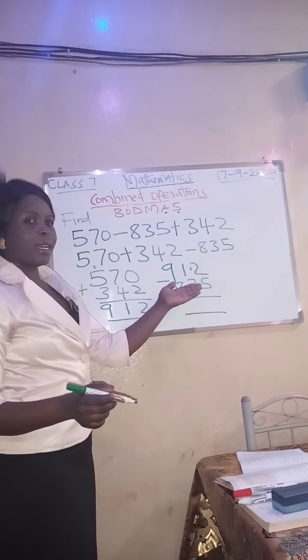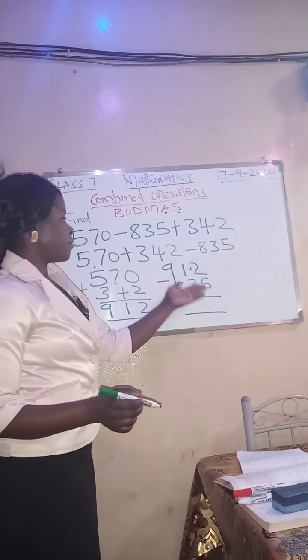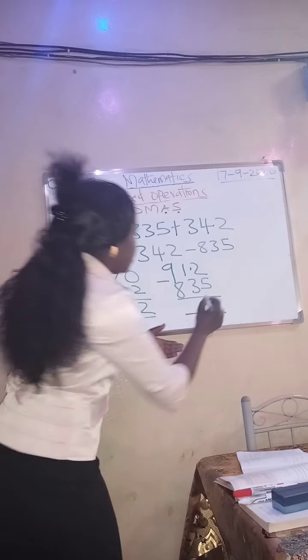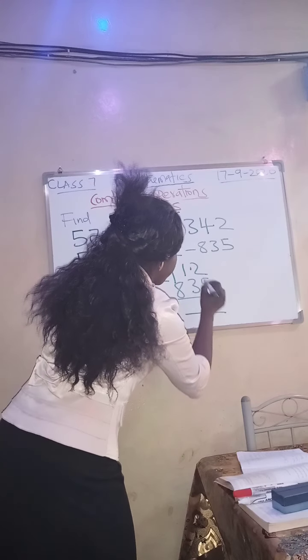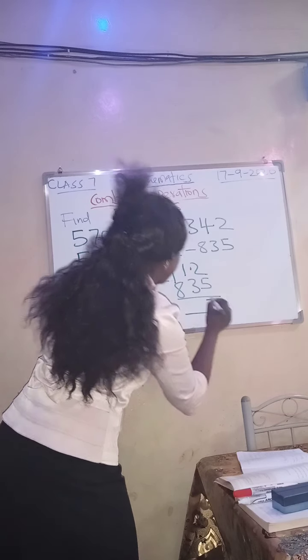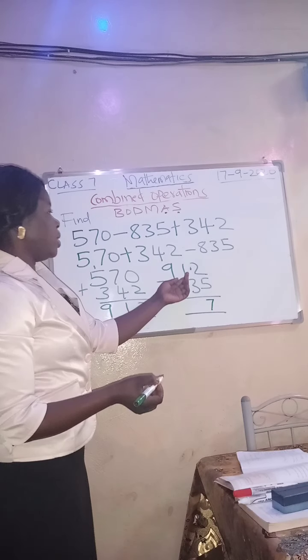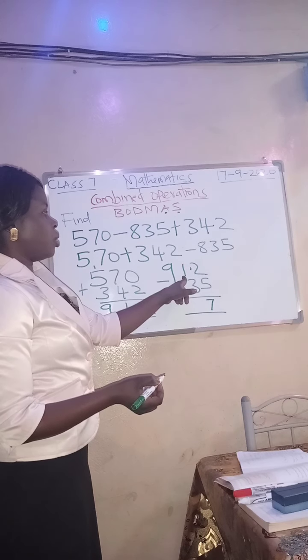It will be a 12. 12 take away 5, we get 7. 12 take away 5, yes, we get a 7. Good. Now here we are remaining with a 0. Okay?